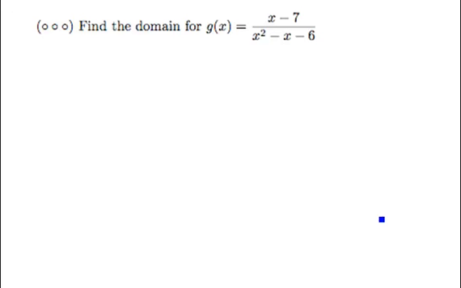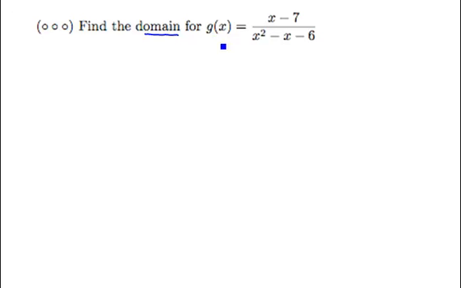Problem, we're asked to find the domain of g. G is a function that has x minus 7 in the numerator and x squared minus x minus 6 in the denominator. So the first thing I do when I see a domain question is ask myself, what can go wrong? The domain for a function is the set of all values represented by x that the function can handle.